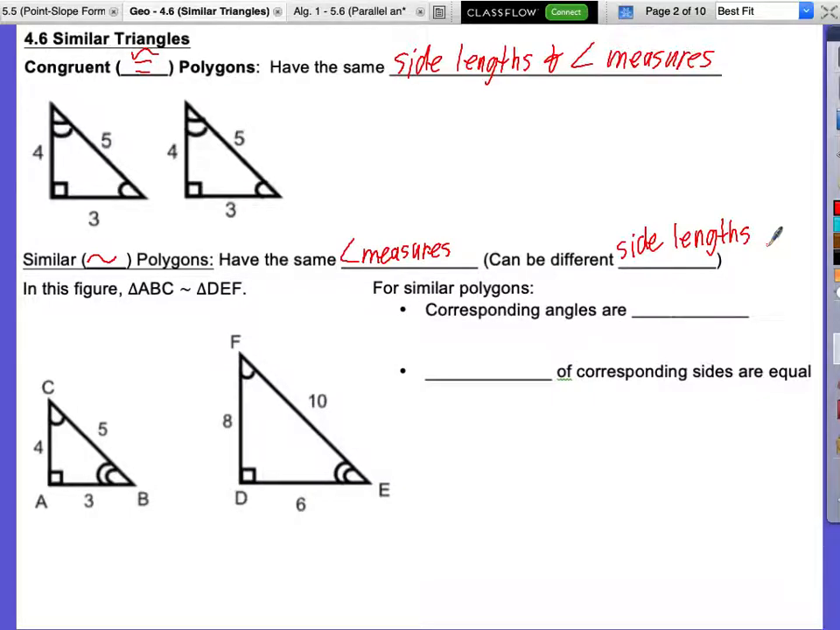So in this figure, we have triangle ABC similar to triangle DEF. Just like we can have the congruent symbol, we can have the similar symbol and just read it as similar. The triangles are similar. Now, for similar polygons, the corresponding angles are congruent, and the ratio of corresponding sides are equal. So we still have corresponding sides, but instead of them being congruent, we have the ratios being equal. Their ratios will be the same. We'll talk about that here in a second.